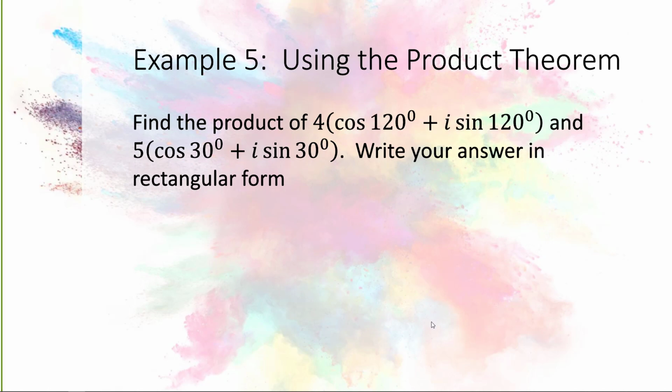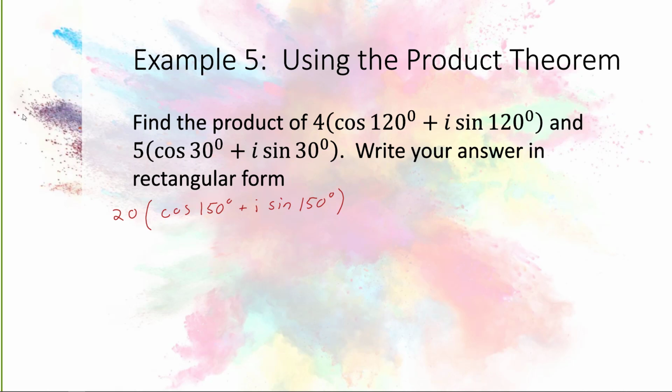Okay, you want to see that in an example? Well, of course you do, and here we are. We want to find the product of 4 cosine 120 plus i sine 120 and 5 cosine 30 plus i sine 30. Well, once again, that is going to be equal to the product of the magnitudes, 20, times the trig form with the sum of the angles. So it's going to be 20 times cosine of 120 plus 30, or 150, plus i times the sine of 120 plus 30, or 150. Okay, and those we can actually compute exactly.